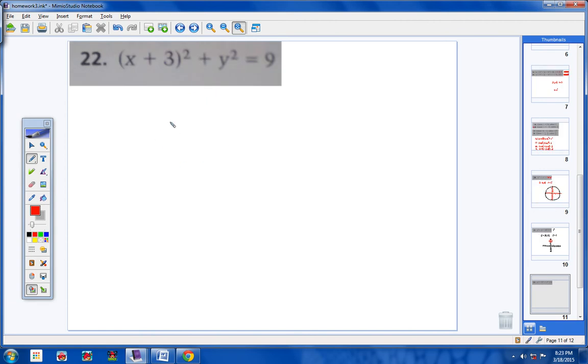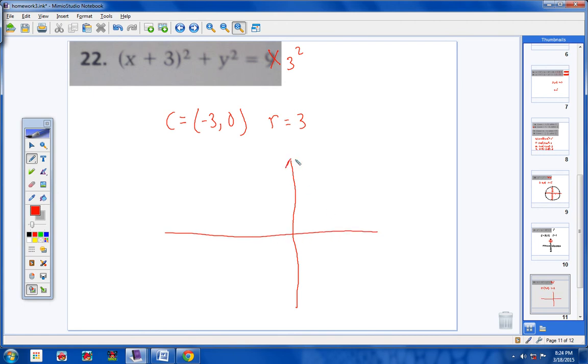Okay, your center would be negative 3, comma 0. So negative 3, comma 0. And your radius would be 3, because you can rewrite the 9 as 3 squared. So, draw our coordinate plane here, making this left side a little longer over here for a reason.